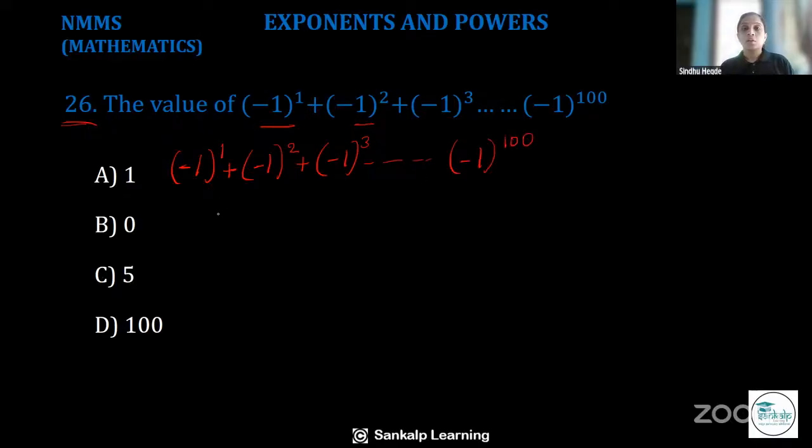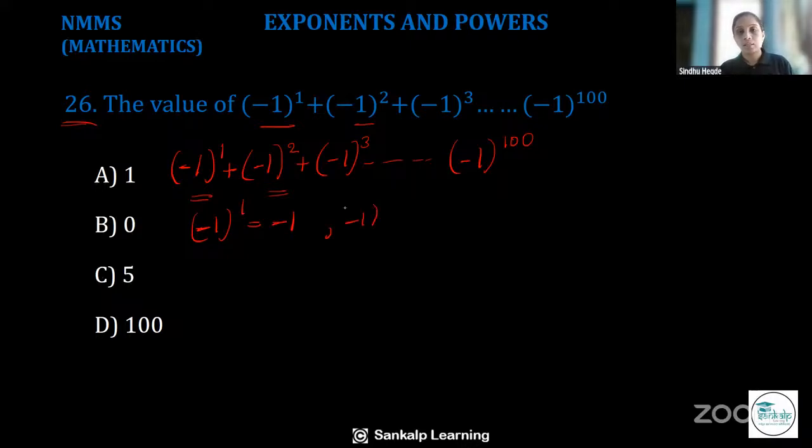Here we should calculate all this. It's very difficult to calculate up to minus 1 raised to 100. So we can follow one method: let me check, take these two and check. Minus 1 raised to 1 is minus 1, since minus 1 raised to an odd number is minus 1 only.